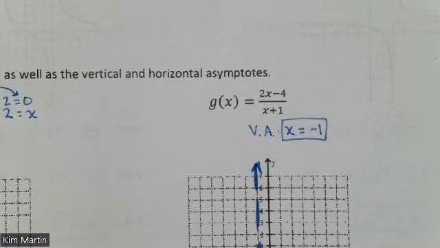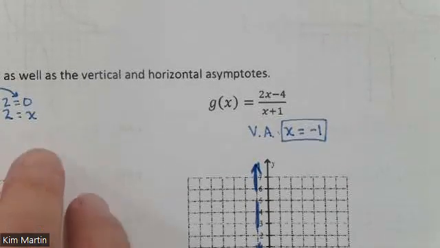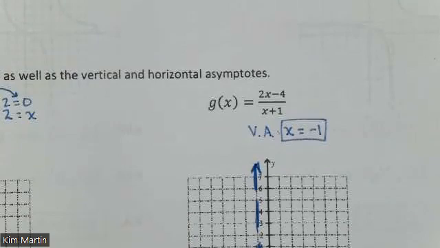All right, so that's vertical asymptotes. And not everything has a vertical asymptote. Just want you to know that. Not everything has it, okay?